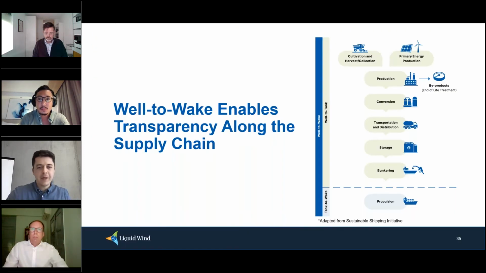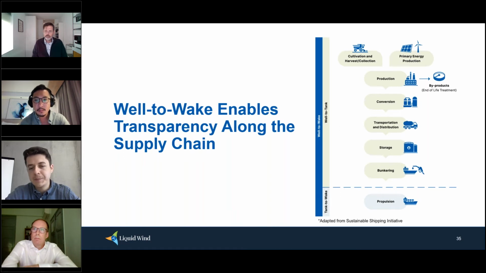Now, the main topic of today's webinar is well-to-wake, and as Tim mentioned earlier, this offers more transparency. If you look at the diagram on the right, we can see that currently the shipping industry is focusing on tank-to-wake emissions, so propulsion energy. And if we expand that scope to well-to-wake, that means capturing the whole process of producing those fuels. That's basically the upstream process, which is usually referred to as well-to-tank.